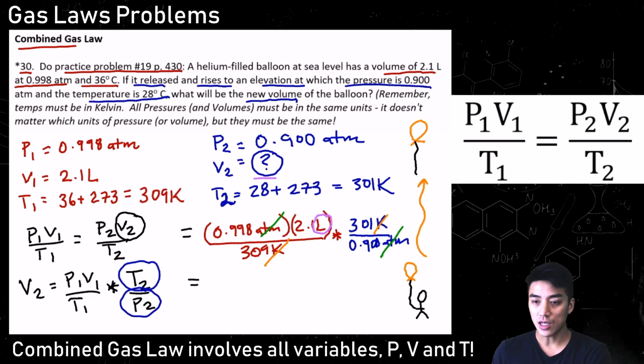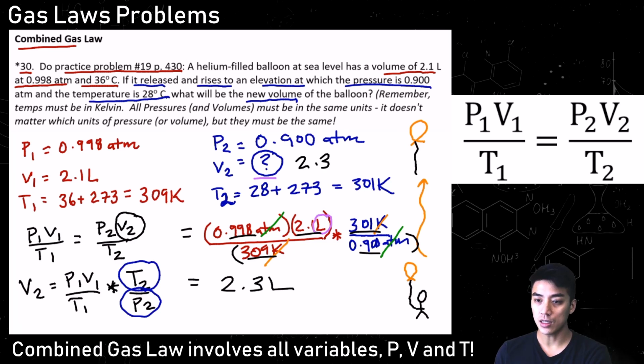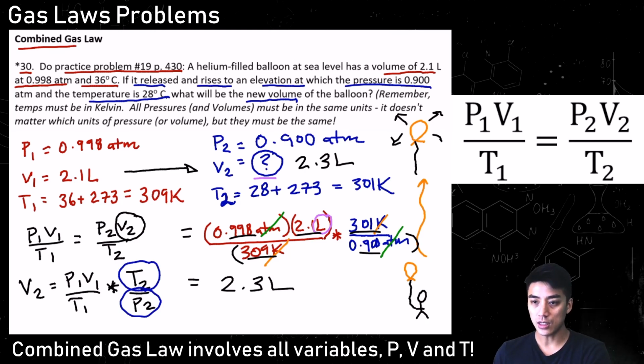And at this point, you just need a calculator. Get this expression in. 0.998 times 2.1 times 301, hit enter, and then divide by the expression on the bottom. We're going to get 2.3 liters. So that's our final volume, that's our V2, and it appears like the balloon has expanded, which makes sense because if you release a balloon and it goes into the atmosphere, there's less air pressure, so the balloon is able to expand. Temperature also gets slightly colder.